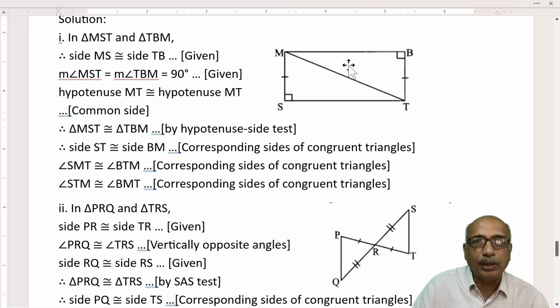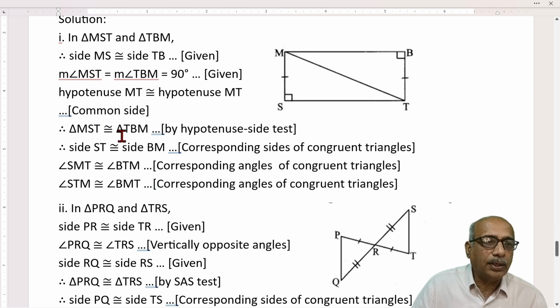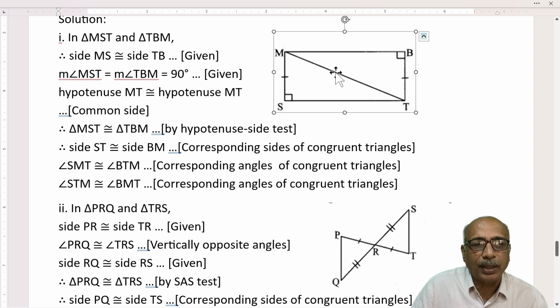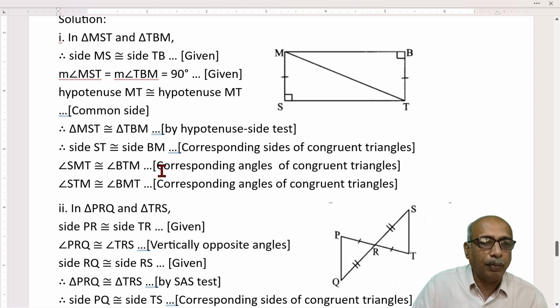Therefore, these two triangles will be congruent by which test? Hypotenuse side test. Therefore, triangle MST is congruent to triangle TBM by hypotenuse side test. Hypotenuse is common for both the triangles and MS congruent to BT. Therefore, by hypotenuse side test, these two triangles are congruent. The remaining side ST congruent to side BM. These are the opposite sides which are congruent remaining.